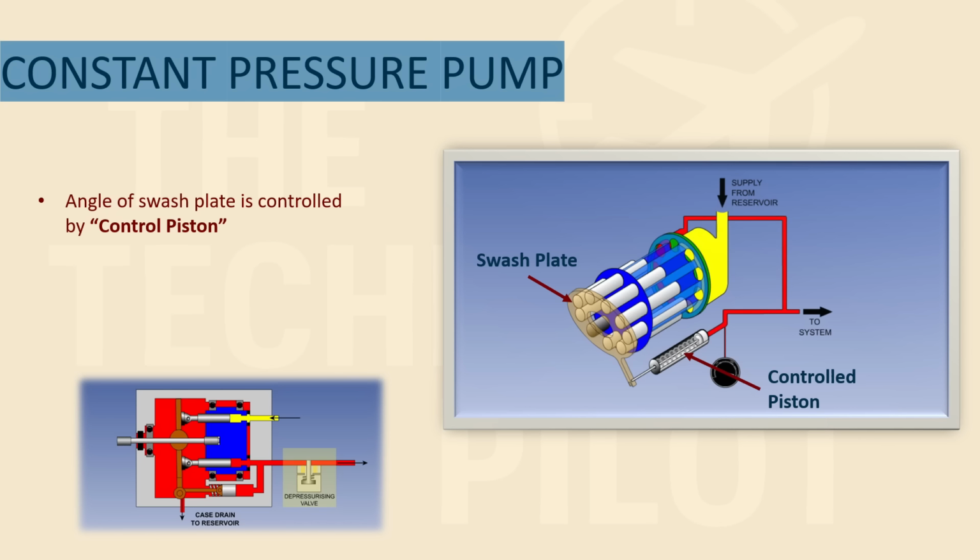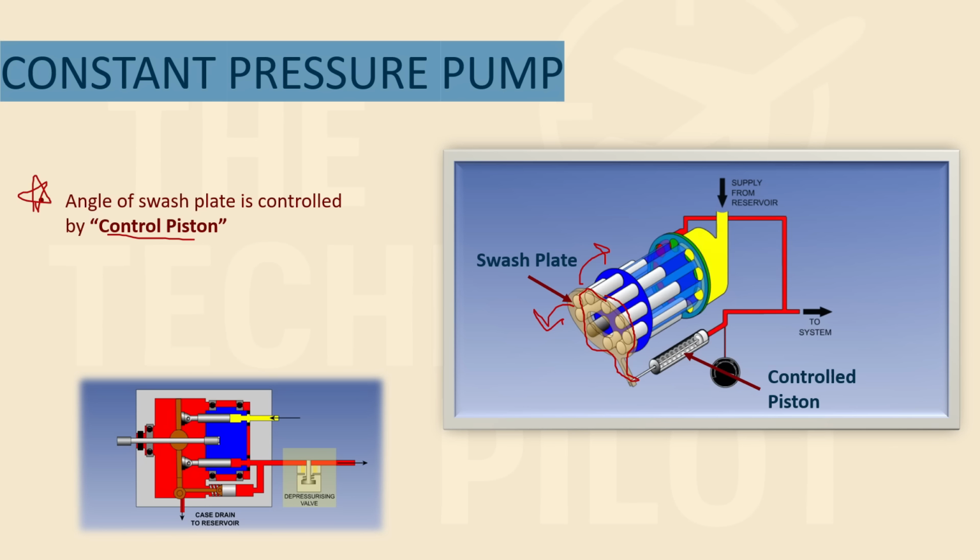So in a constant pressure pump, the pressure is constant, and there are just a few points that are very important in terms of DGC exams. That is, the angle of swash plate is controlled by control piston. Again, very important question. What is it? The swash plate that you're seeing here, it keeps changing its angle as per the pressure needs. It moves like here and here, and it changes its angle, and that's how this whole pump keeps a constant pressure.